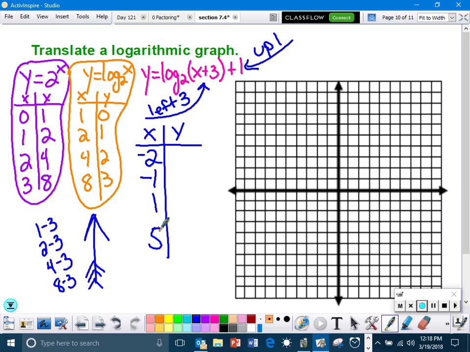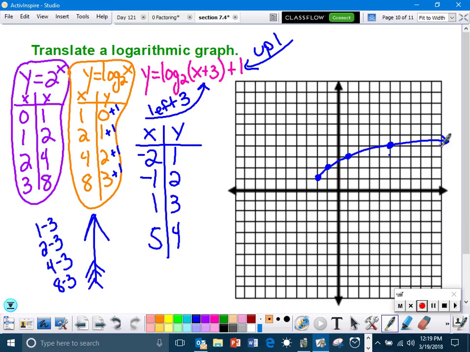What's happening to my y values? I'm going up 1, so I'm adding 1 to each of my y values. So that becomes 1, 2, 3, and 4. Okay, so I'm going to graph this. So (-2, 1), (-1, 2), (1, 3), and (5, 4). So it's going like this.